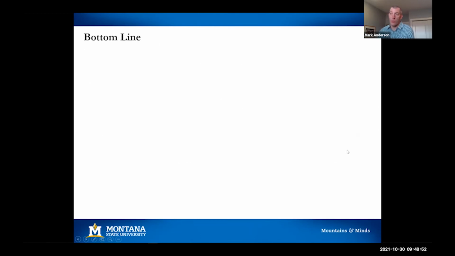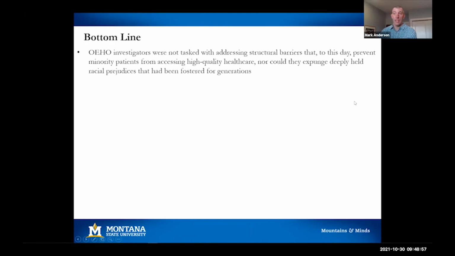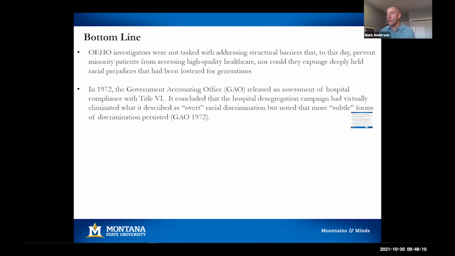So our bottom line, before I actually get to some of the results: these OEHO investigators were not tasked with addressing structural barriers that exist today and prevent minority patients from accessing high-quality healthcare. And they certainly couldn't expunge the deeply held racial prejudices that had been fostered for generations. In 1972, the Government Accounting Office, the GAO, released an assessment of hospital-level compliance with Title VI, and it concluded that the campaign had essentially eliminated what they referred to as overt discrimination, but more subtle forms of discrimination persisted.